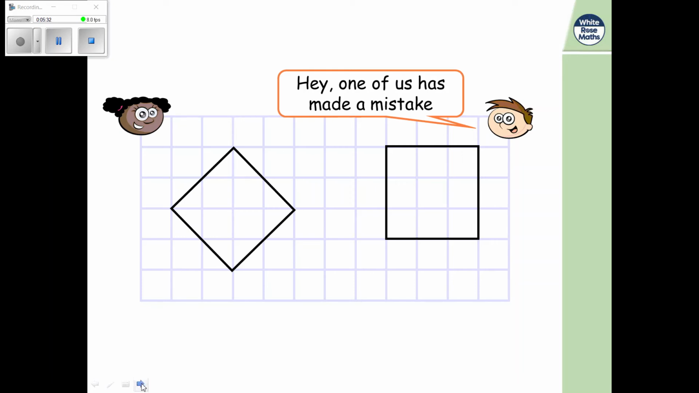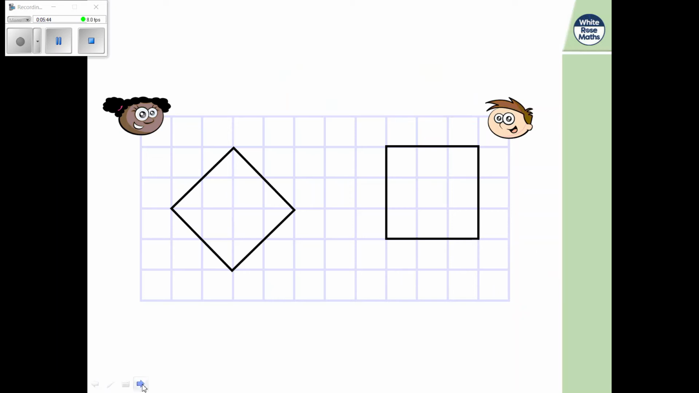Hey, one of us has made a mistake. Have a think. So we've already discussed this a little bit. Has she drawn a square? Has he drawn a square? What do you think? Well done. So like I said before, she has drawn a square. However, it's just a different direction and it is a diamond, which looks like, however, if you tilt your head, it is still a square.